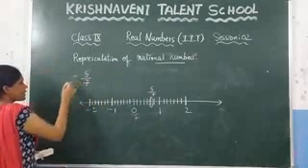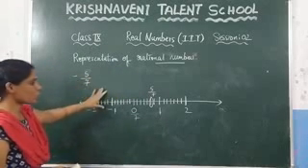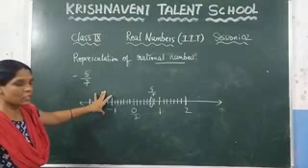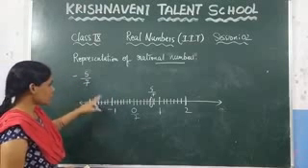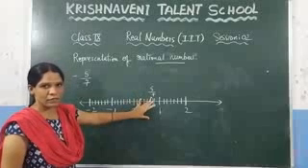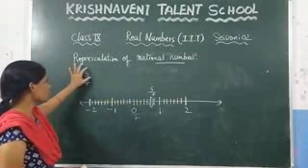Suppose you are given -5/7. If you want to represent this on a number line, how do you represent it? Just divide the segment into 7 equal parts. After that you need to check the numerator.